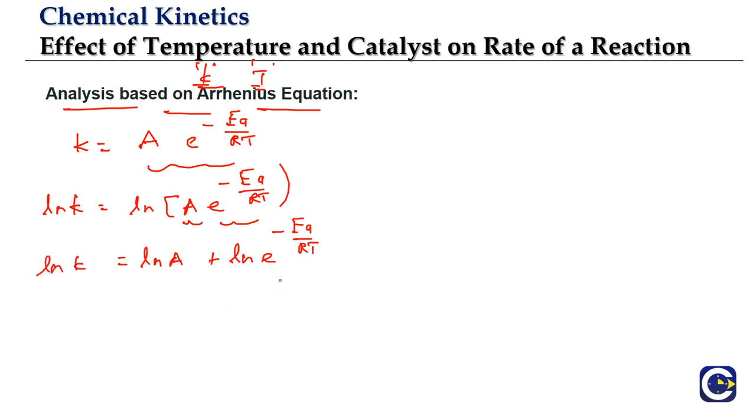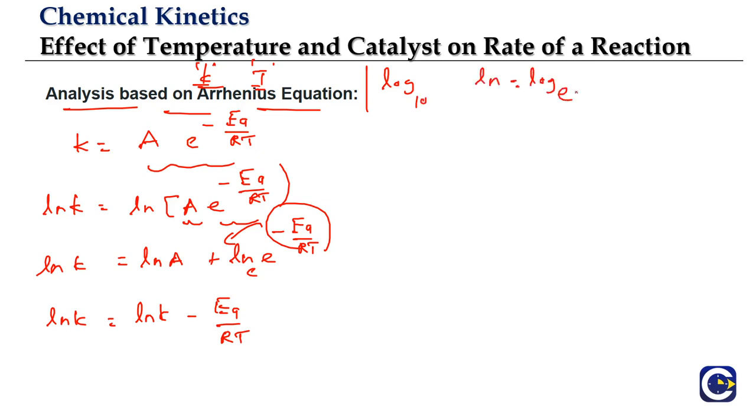Now here, natural logarithm means the base will be e. The ln of e to the power minus Ea by RT will be simply minus Ea by RT, because the power will come before the ln value, and ln e will be 1. If you look at the properties of logarithm, log means logarithm to the base 10, and ln basically means logarithm to the base e. Log 10 to the base 10 will be 1, and log e to the base e will be 1. So generally, for any number, log a to the base a will be 1.